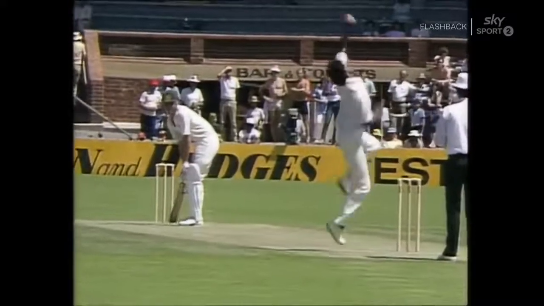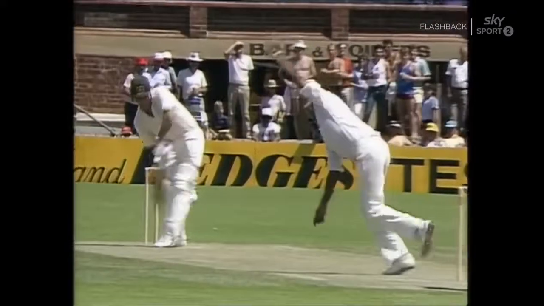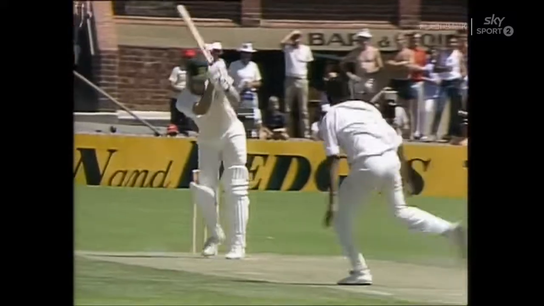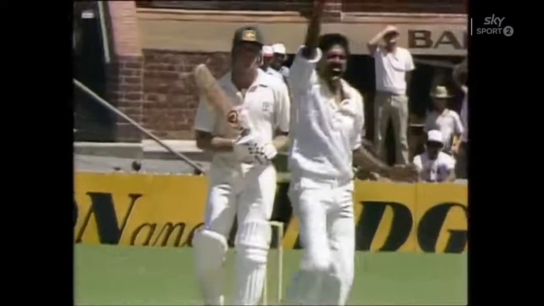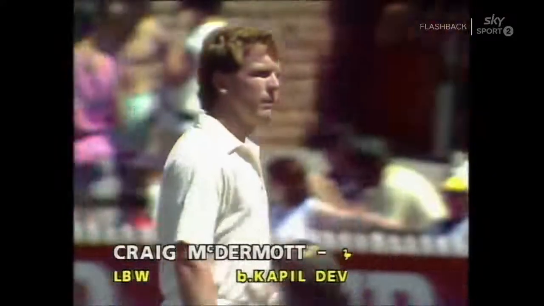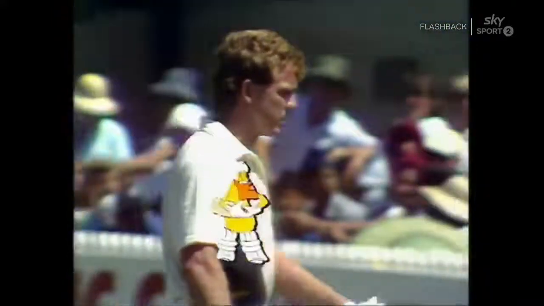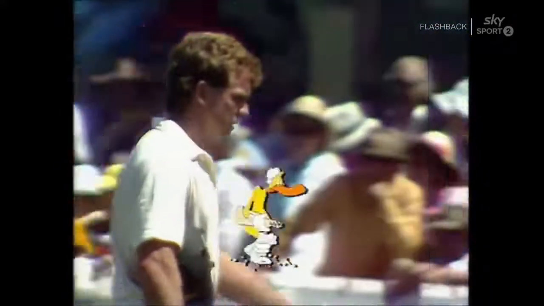3 wickets in 2 overs, and that would have been plum. Craig McDermott may have just lost that for a moment, and he's out without scoring. So been certainly an eventful over already from Kapil Dev and Australia. 8 for 375.